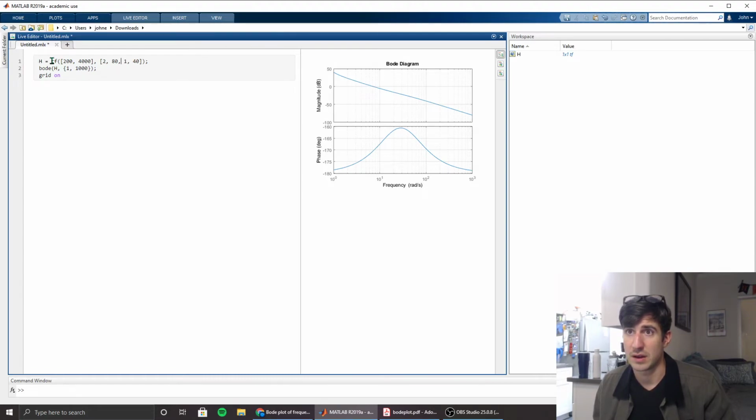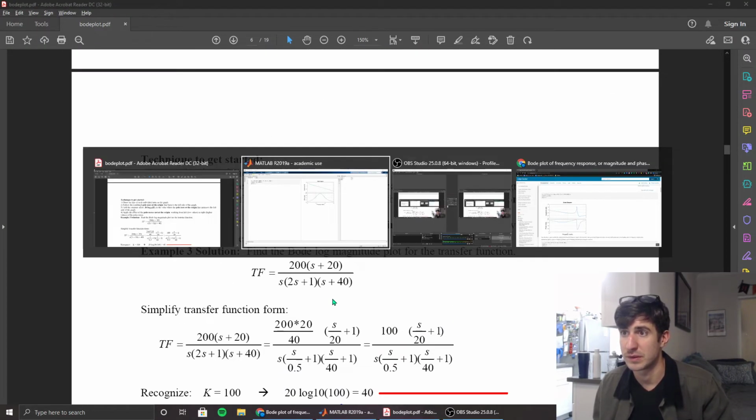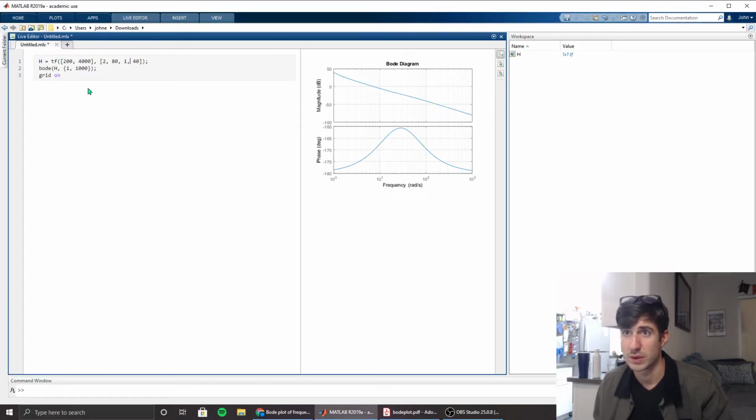So I've already done it. If you multiply out this factored polynomial into the polynomial form, you'll get a numerator of this and a denominator of this, with this would be like 2s cubed, 80s squared, 1s plus 40, and the denominator, just to give you an example and know what you're working with. Again, we want to do a Bode function, and we're doing 1 to 1,000, so that's 10 to the 3.